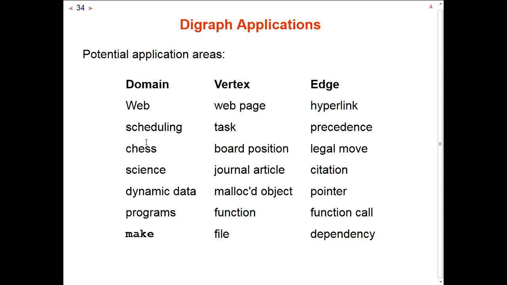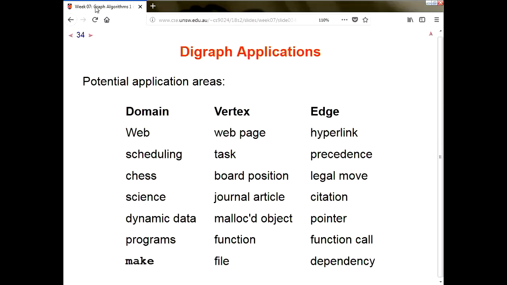Other applications are games where you have board positions, and then you say a legal move takes one board position to the next board position, and that does not necessarily mean in a game that you have a reverse move that takes you from the resulting position back to the previous position. And there are lots of other examples. Make might be interesting. A vertex is every file, and you can define the dependency. One file depends on another, and this typically is directed also.